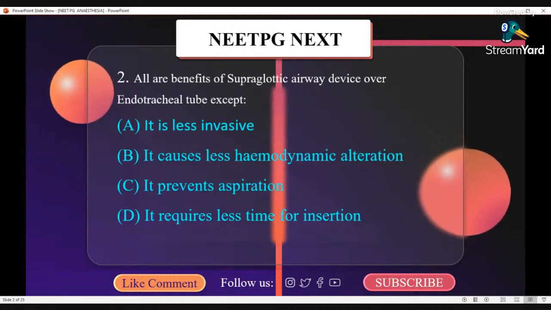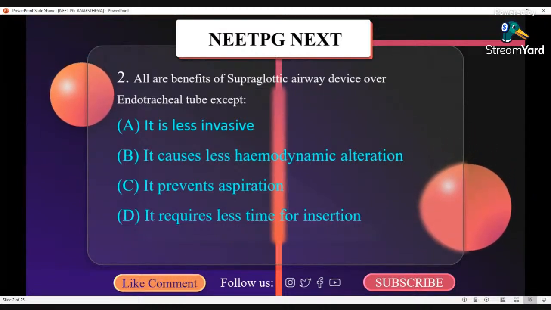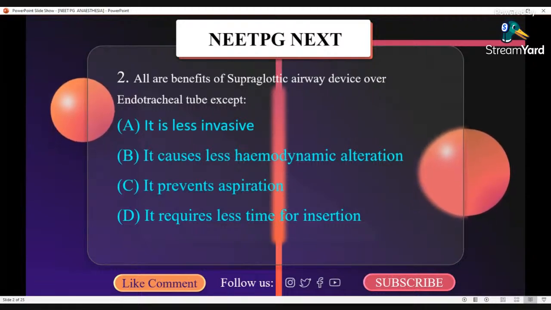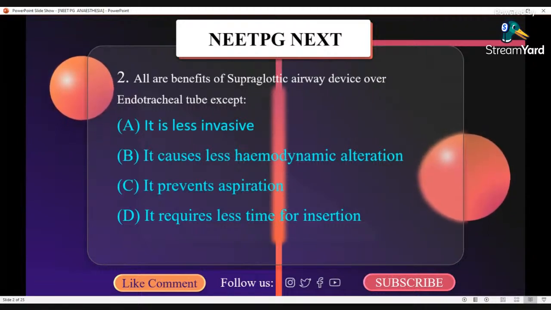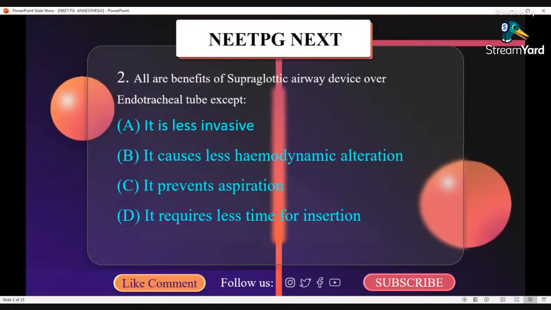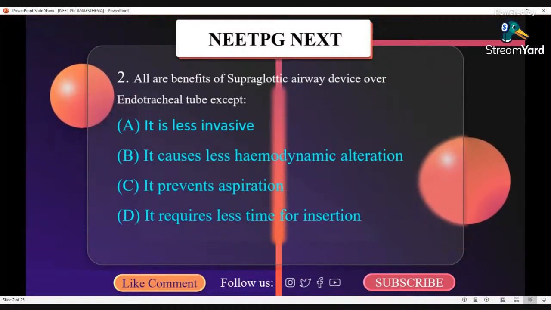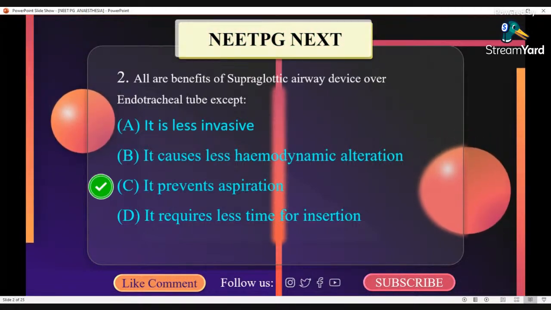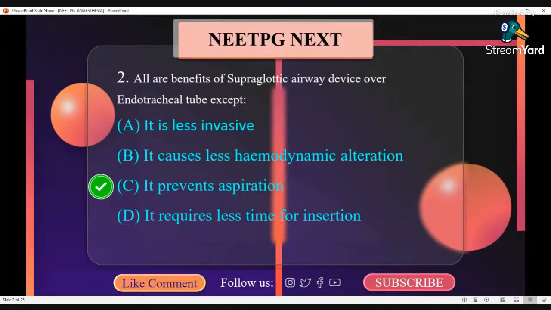So from the given options, the exception is that it prevents aspiration. In fact, it is more responsible for gastric aspiration. So the correct option here is C, it prevents aspiration. I hope this question is completely clear. Let us move forward.